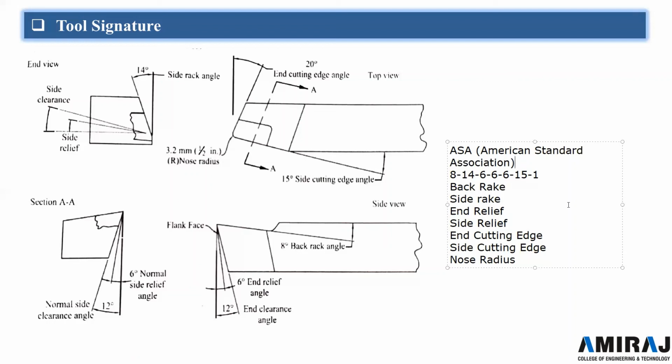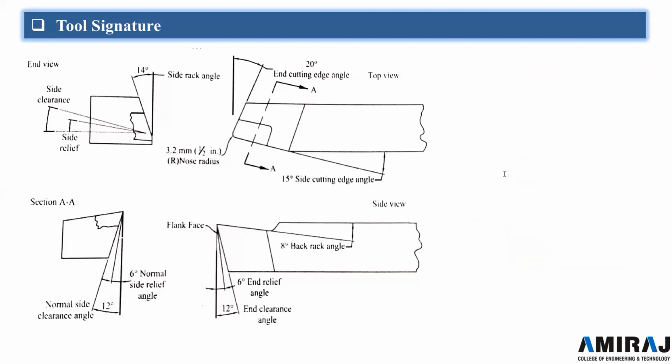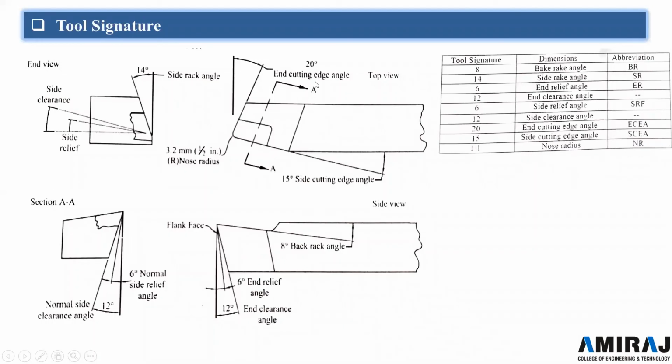For abbreviation we use BR for back rake, SR for side rake, ER for end relief, or SR for side relief. Then there is ECEA for end cutting edge angle, or SCEA for side cutting edge angle, and NR for nose radius. These are the short forms we use for various cutting tools. Here also I have mentioned the various angles, and they are written with the abbreviations.